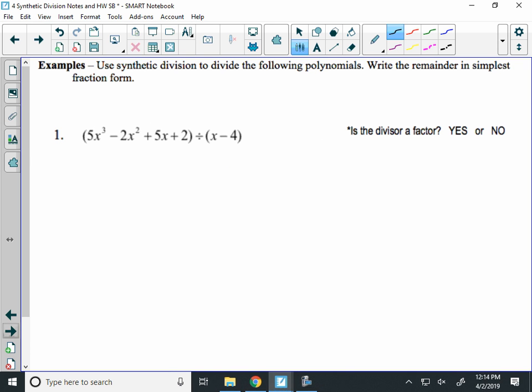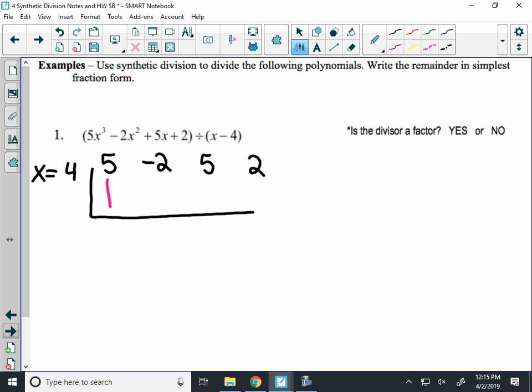All right, now we double check that we're in standard form. I have a 3, a 2, a 1, a 0. I'm in standard form. I have all my places. So let's jump right to synthetic division. You write your upside down little box. You write the coefficients from the dividend along the top. So a 5, a negative 2, a 5, and a positive 2. What do I write on the outside? What am I trying to see as a root? Positive 4. Yep.